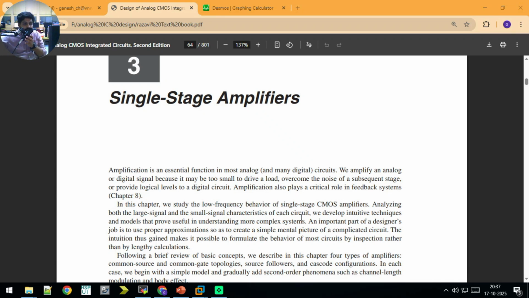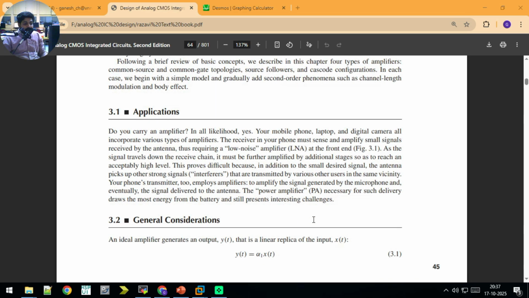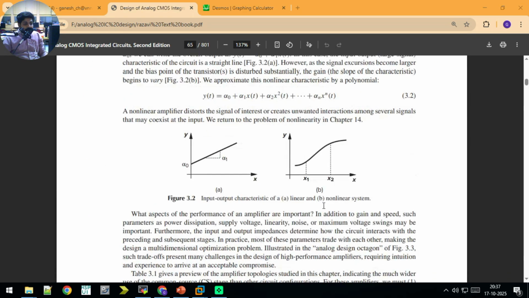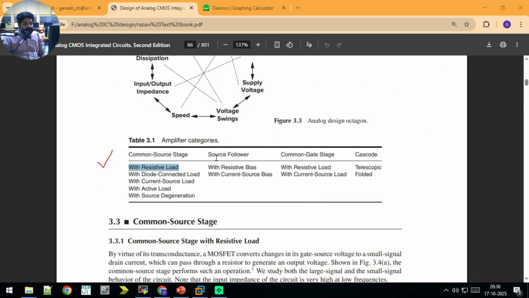Let us explore the third chapter of the Razavi. Basically, it deals with single stage amplifiers with different categories as common source, common drain, common gate, and then cascade. So, with the different categories of the common source amplifier in this chapter, let us start with the common source amplifier with the resistive load in this session.